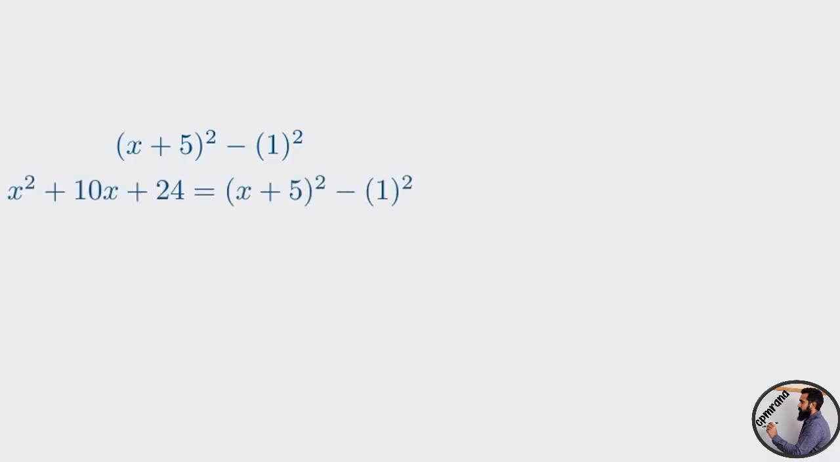Putting it all together, our original quadratic expression is now written as the quantity (x plus 5) squared minus 1 squared. We have successfully transformed the trinomial into the difference of two squares. This technique is extremely useful in various areas of algebra, including solving quadratic equations and integration in calculus. Great job following along. You can now apply this method to any quadratic that can be factored.